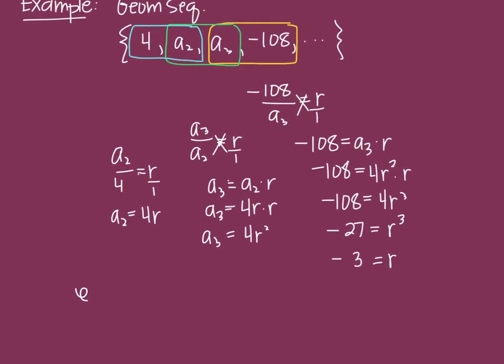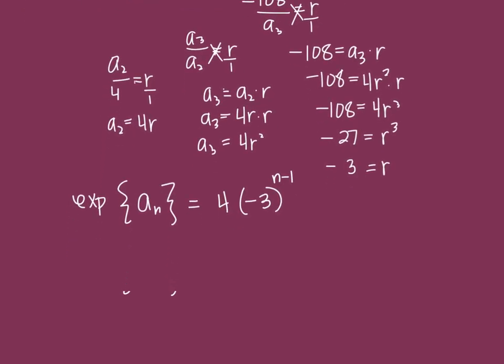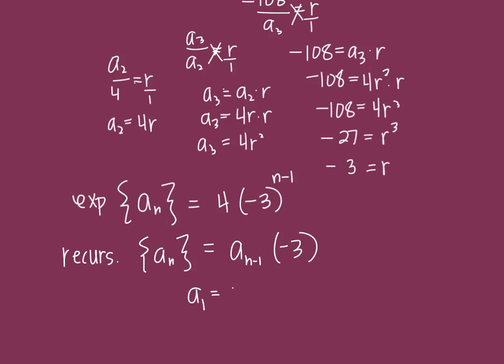So I can write my explicit formula, which says, start with the first term, that's 4. The multiplier, the ratio, is negative 3. Make sure it goes in parentheses, and n minus 1. So there is the explicit formula, which would allow you to extend the sequence in an infinitely long pattern. You could write a recursive formula also. That would look like a sub n minus 1 times a multiplier of negative 3, starting with a first term of 4. And that would be the way the formula would be written as a recursive.